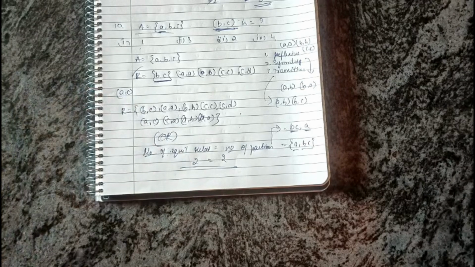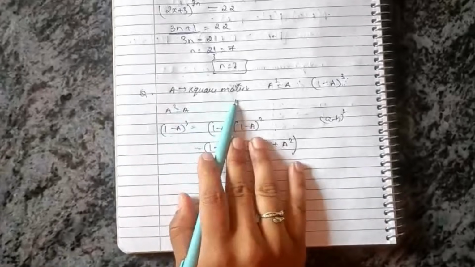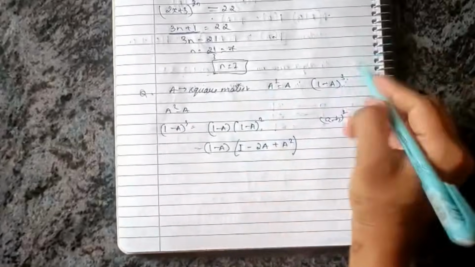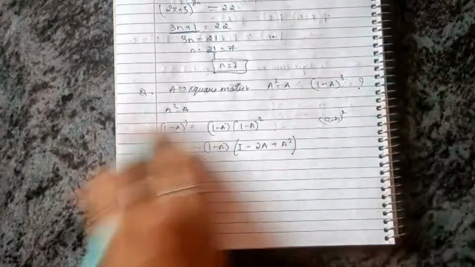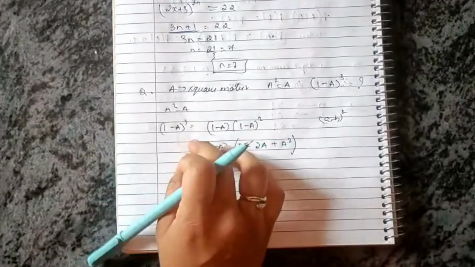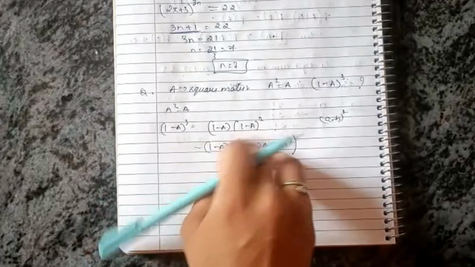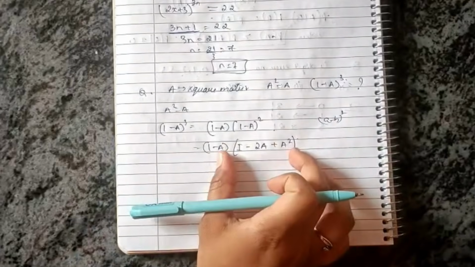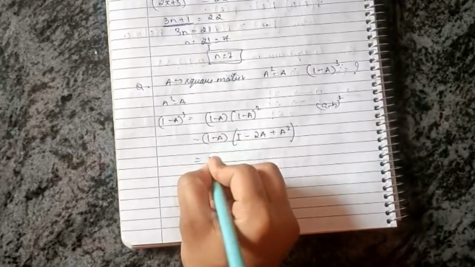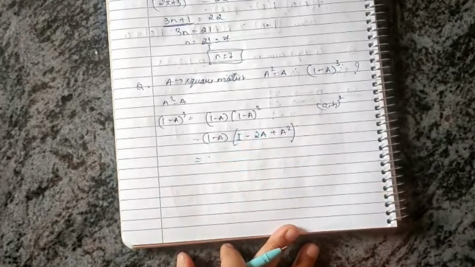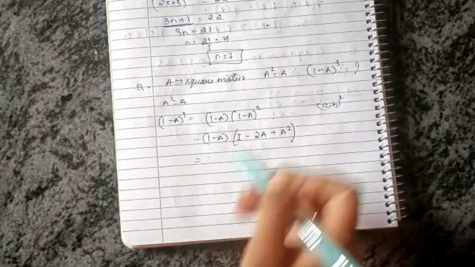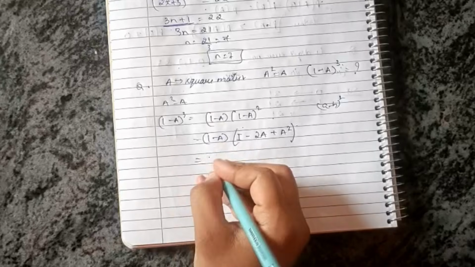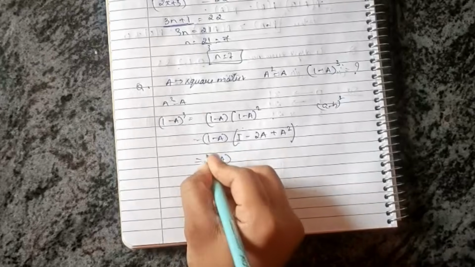Here is the next question. The given condition is A square is equal to A. We have to find (I minus A) whole cube. So again we'll split this as (I minus A) and (I minus A) whole square. As we know the (A minus B) whole square formula, we'll split this also. The identity matrix doesn't change, it remains the same. It is not multiplied here, or considered as a square. So here I minus A remains the same.